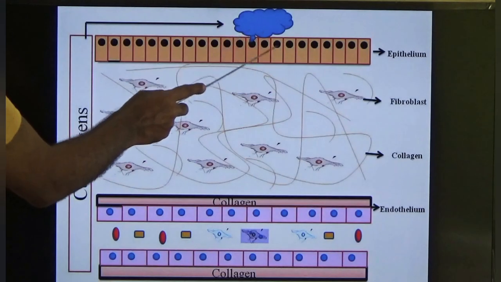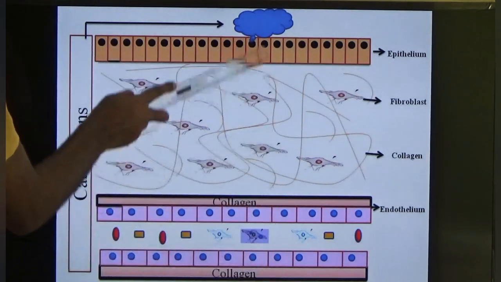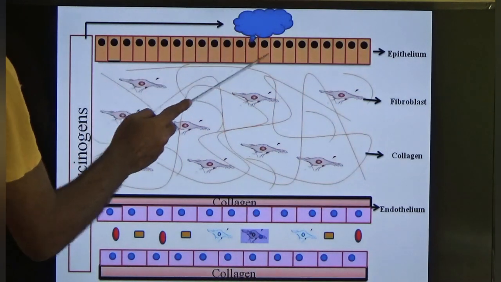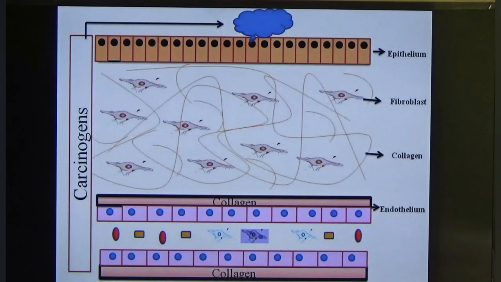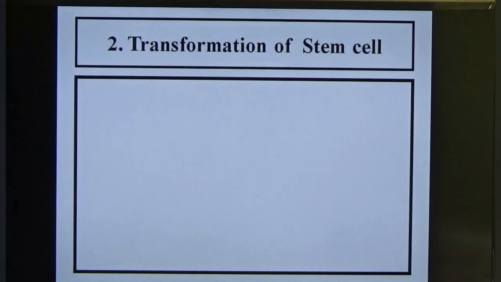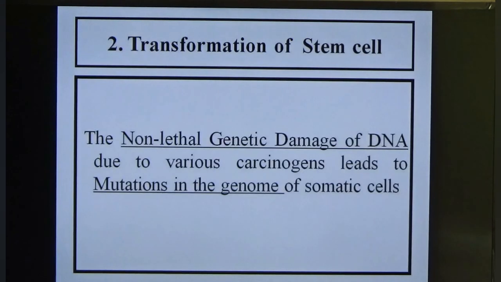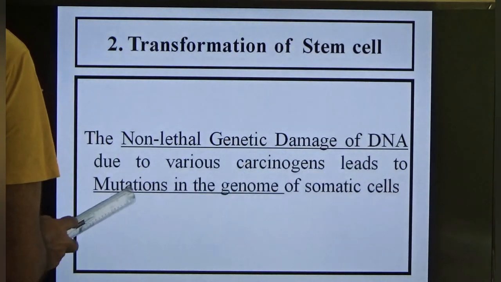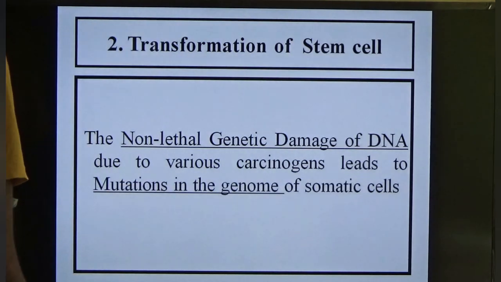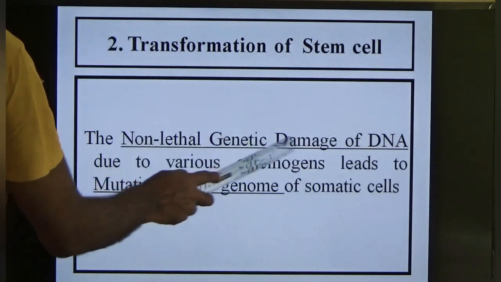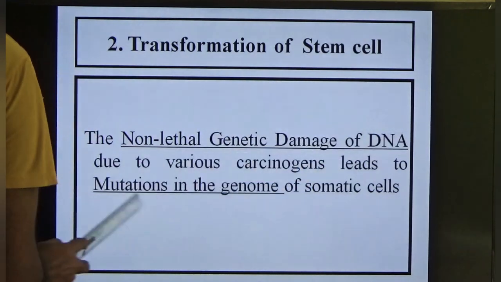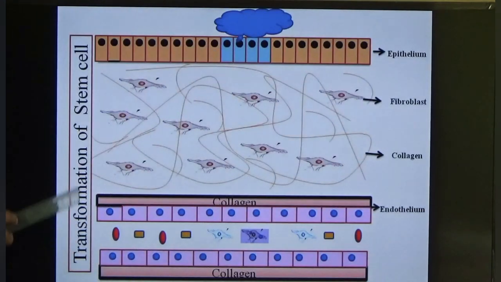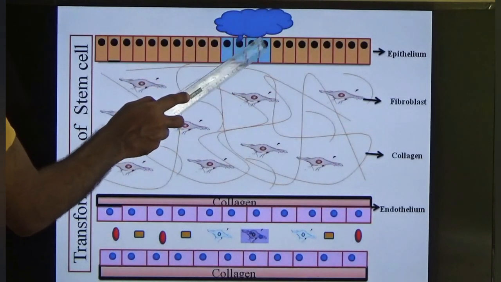You can see this is the epithelial layer. Any carcinogen will affect the normal epithelial cells. So the first change is a transformation of the stem cell. Here, non-lethal genetic damage of the DNA due to various carcinogens leads to mutation in the genome of the somatic cells. Because of carcinogens there is DNA damage, with mutation in the somatic cells.